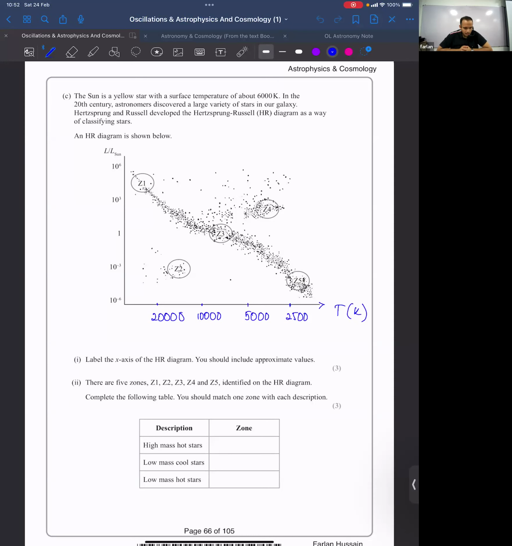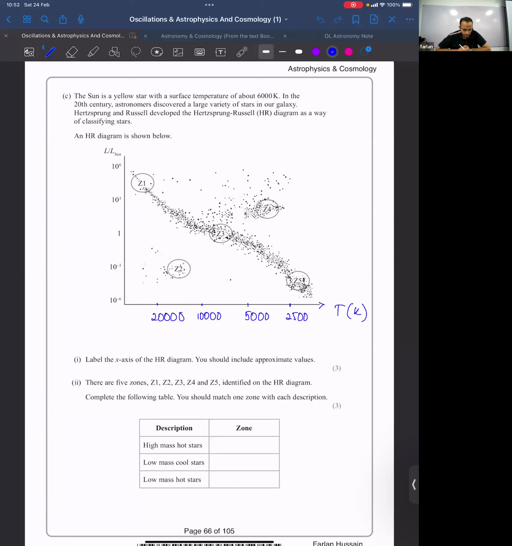20,000, 10,000, 5,000, 2,500. It will not be a linear scale. It will be a logarithmic scale, something like this. There are 5 zones, Z1, Z2, Z3, Z4, Z5, identified on the HR diagram. They have labeled it. Complete the following table. You should match one zone with each description. Descriptions are high mass hot stars, low mass cool stars, and low mass hot stars. What is the correct zone?